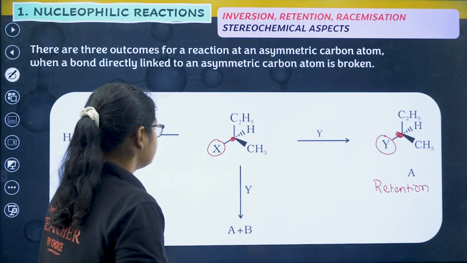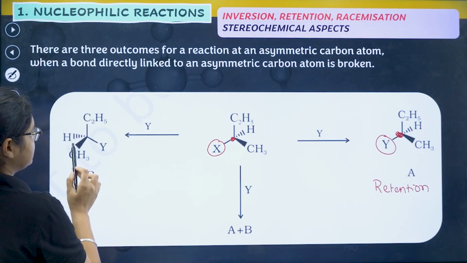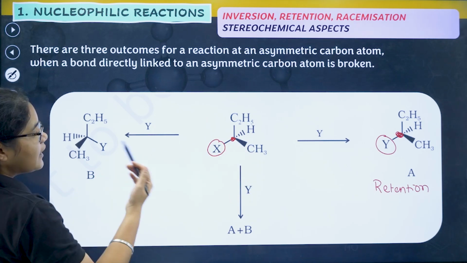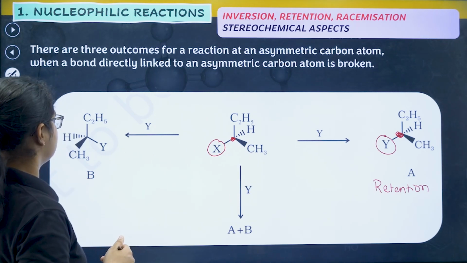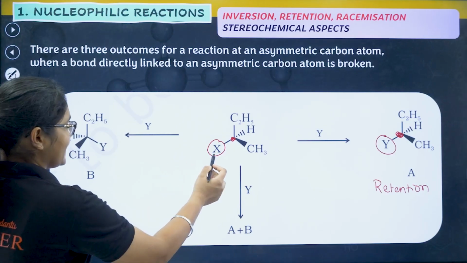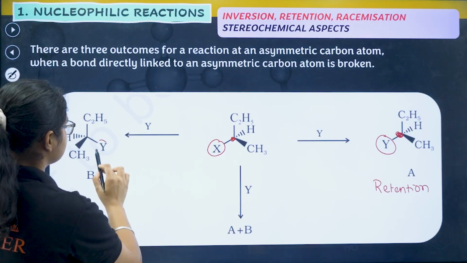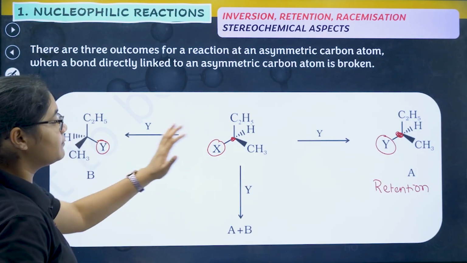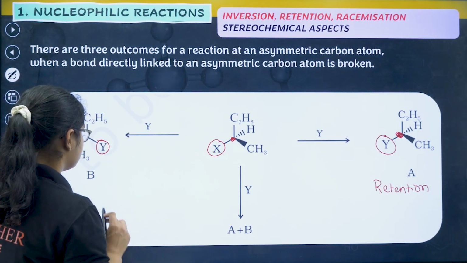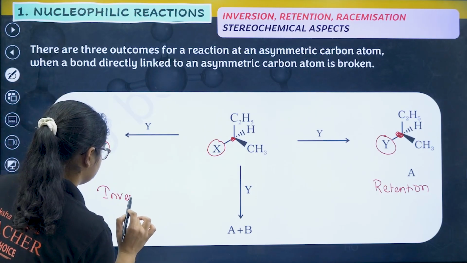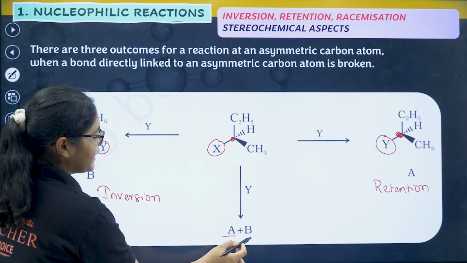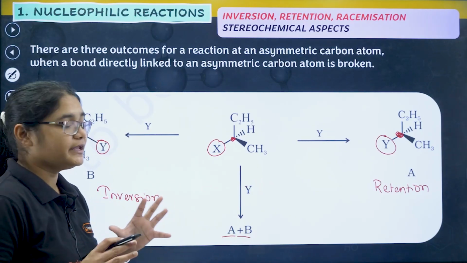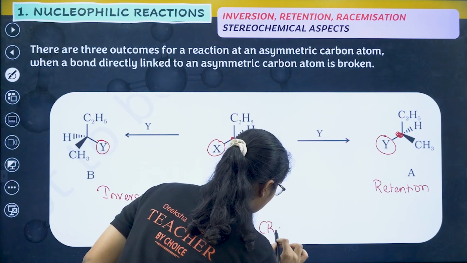Now if you see the bond configuration here, it has changed. How the bond was there before, now the bond is not like that. Earlier we have seen that the X was on this side while this Y has come to this side, and the configuration has changed, it is now different from the previous one. So that means this is called inversion. When you have both retention and inversion, we get a racemic mixture here.